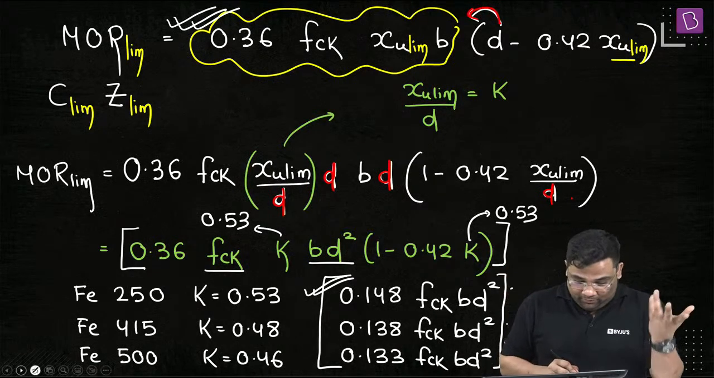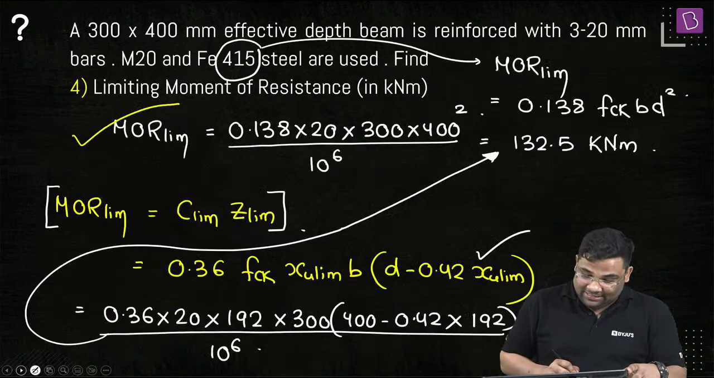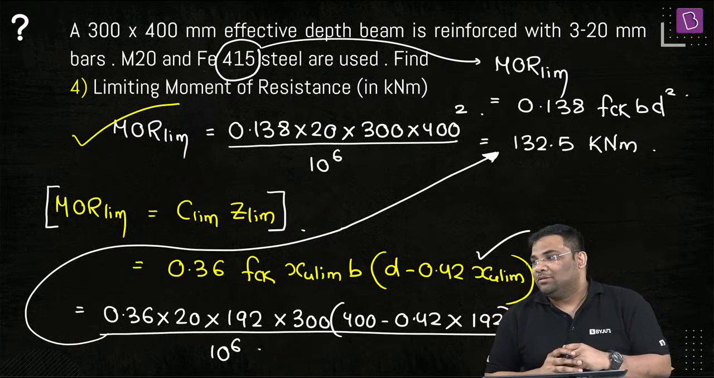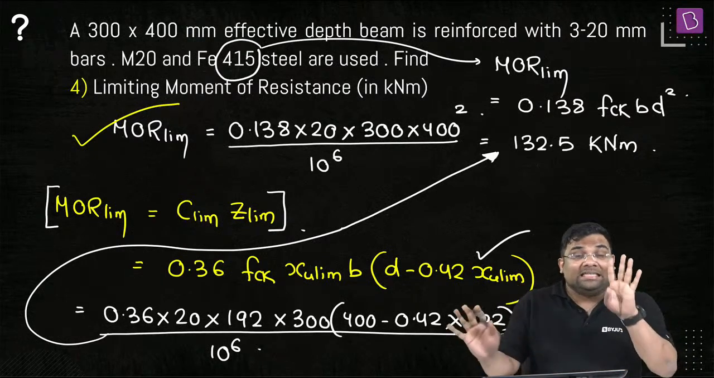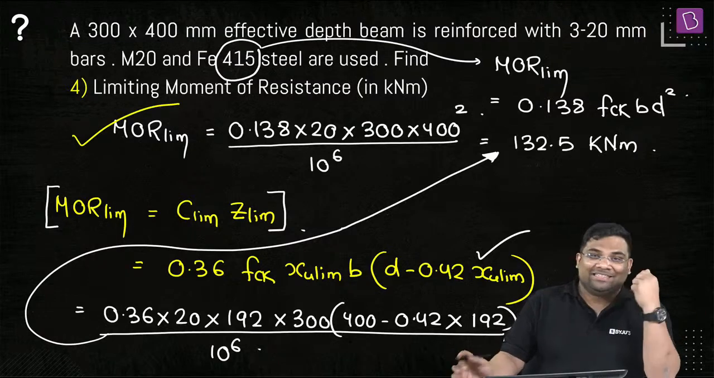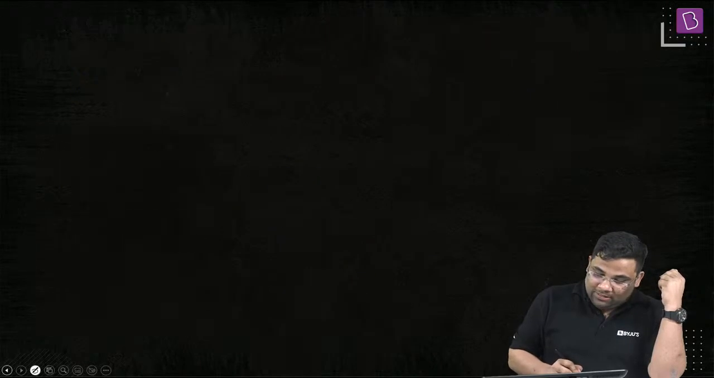But if you forget the formula, then there should be some safety net, right? And that safety net is directly using C limiting into Z limiting. So we can say four major things which they ask in the examination, we have already covered. Let's go to the next thing. The fourth one they ask is what?